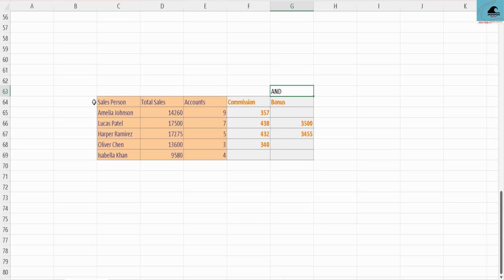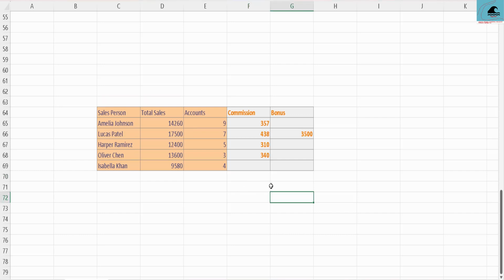So the usage of OR and AND we have seen now, and we can total it where the SUMPRODUCT comes in. We can total the commission and we can total the bonus. A simple SUM function is available, but still we can use SUMPRODUCT and verify whether what we have done in commission and bonus is right or wrong.